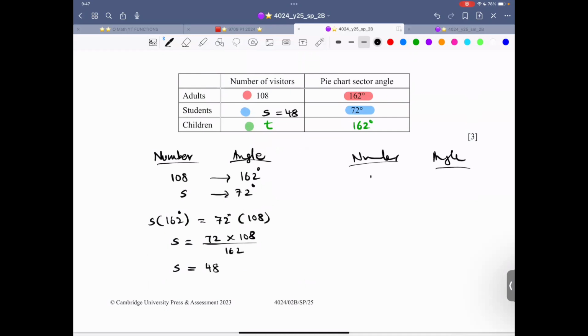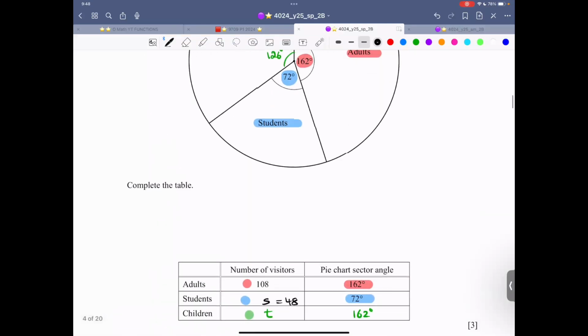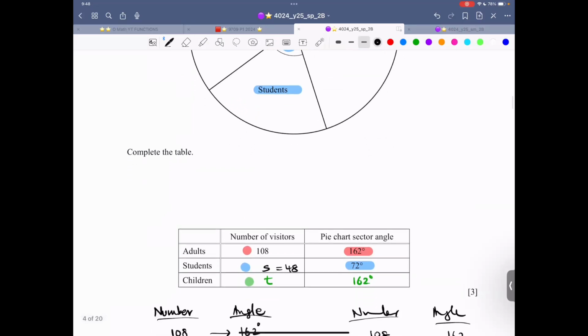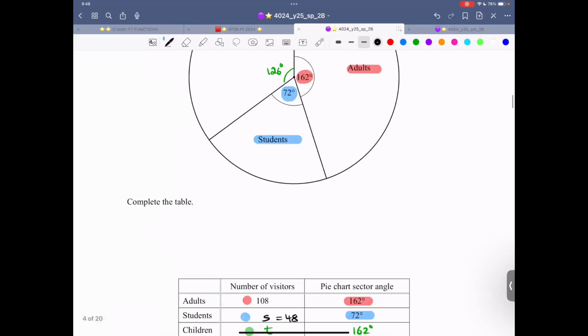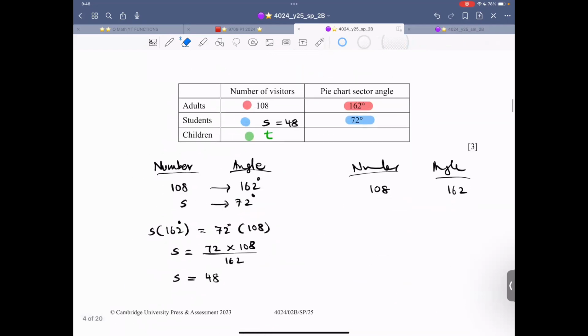Number is the original one, 108 and 162. You can use the other one also. And this is 162. Is it the same thing? Let me just double check. 162 plus 72. I just want to double check. 162, 126. I don't know. I just copied it wrong because I had the feeling that I did something wrong. This is 126. I think I flipped it. So this is 126 degrees.